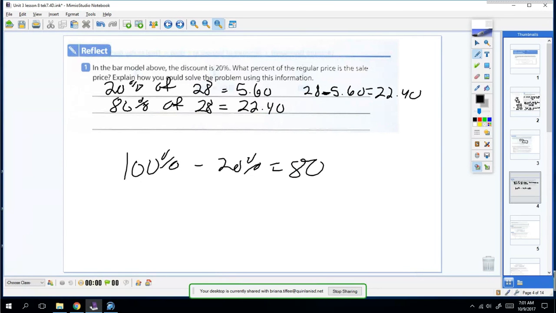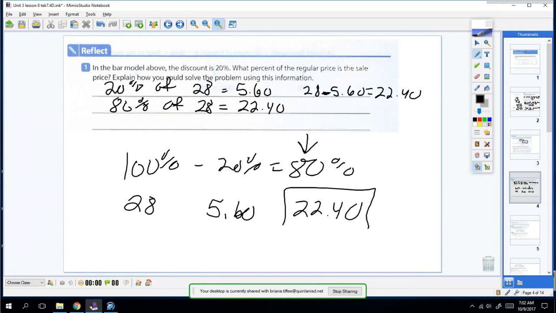The reason being is because 100% is $28, 20% is $5.60, and 80% is $22.40. So any way you work these numbers, you'll get it. It just depends on how you want to do it. If you want to find 20% of the regular price, then subtract it, you'll get that. Well, if you just subtract the percents first and then find 80% of the price, that'll just give you the sale price. I kind of like this way. You don't have to worry about subtracting at the end.